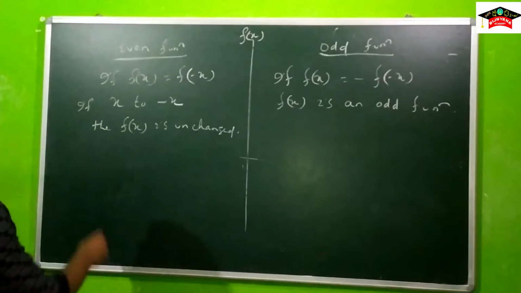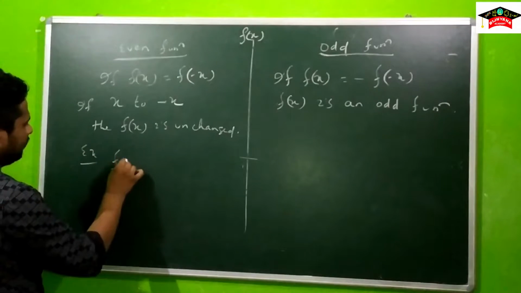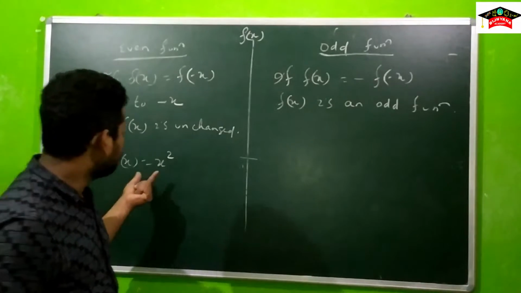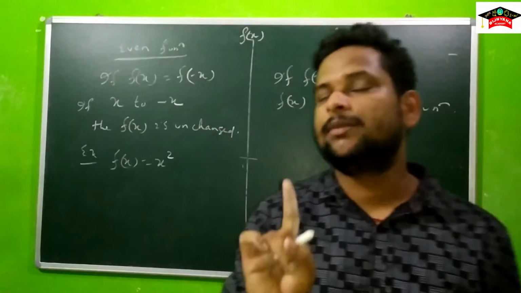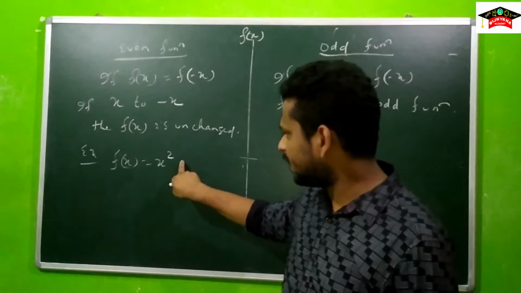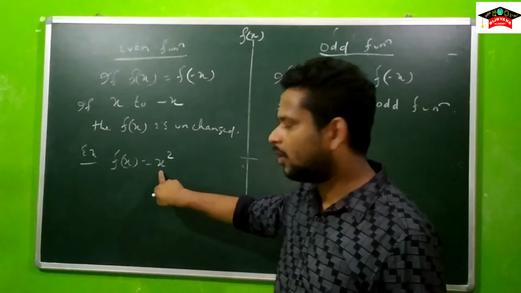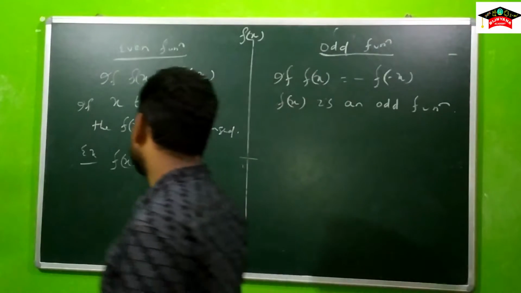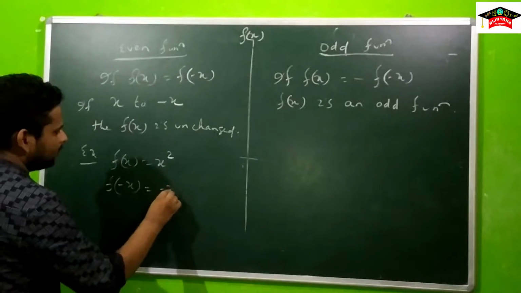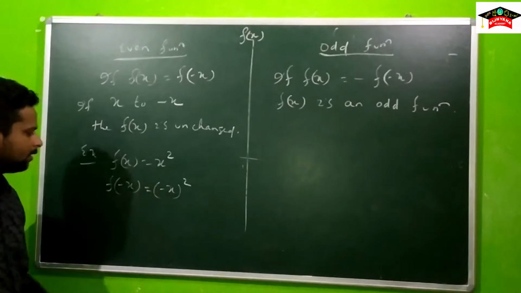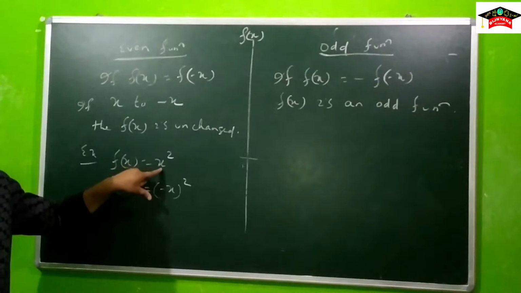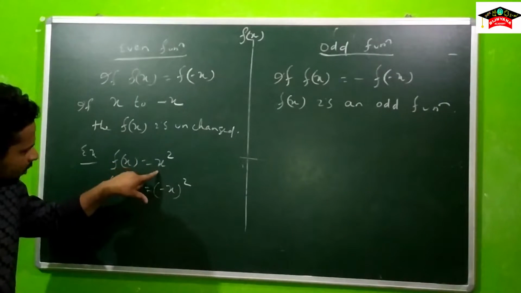We can take an example. Let f of x equal x square. So f of x equal to x square is always an even function, because if we change x to minus x, then the value of the function is not changed. So f of minus x equals minus x square. If the variable is minus x, then we will put minus x in the place of x, but because it is the square of the given variable.